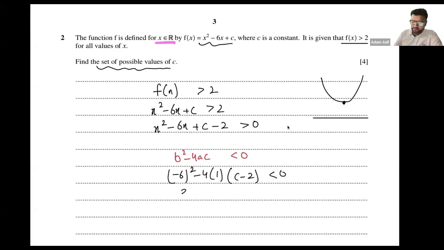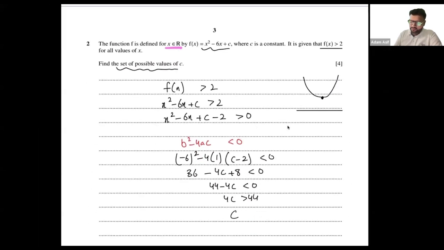You get an inequality: 36 minus 4c plus 8 less than 0. Okay, 36 plus 8 would be 44, minus 4c less than 0. 4c will be greater than 44 and c will be greater than 11. So for f of x to be greater than 2, c must be greater than 11.